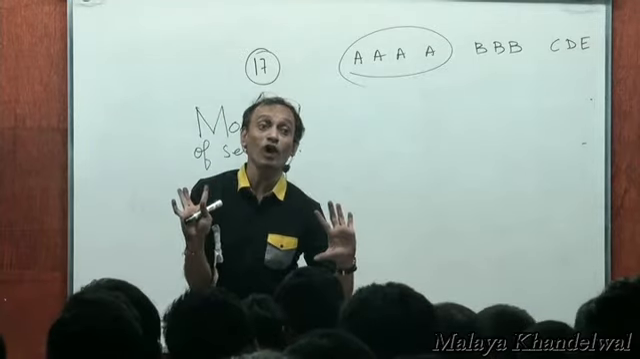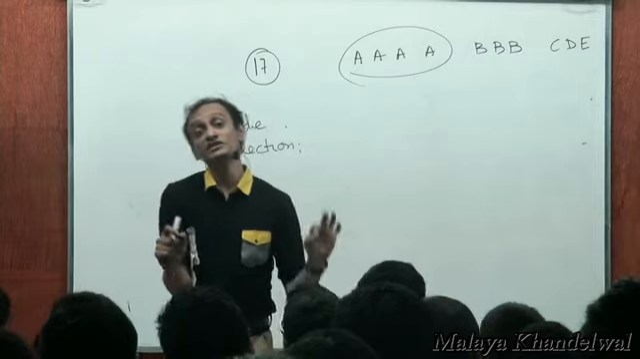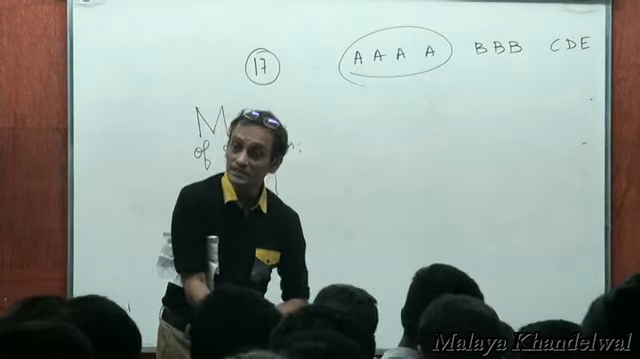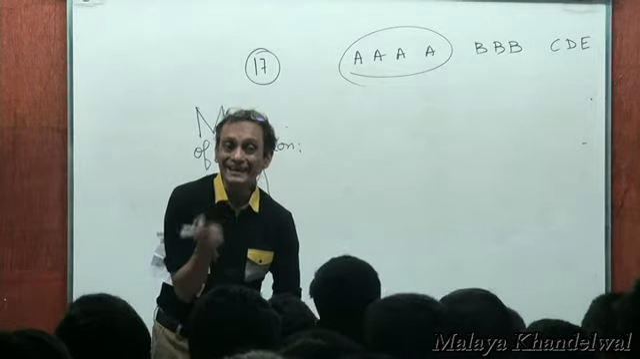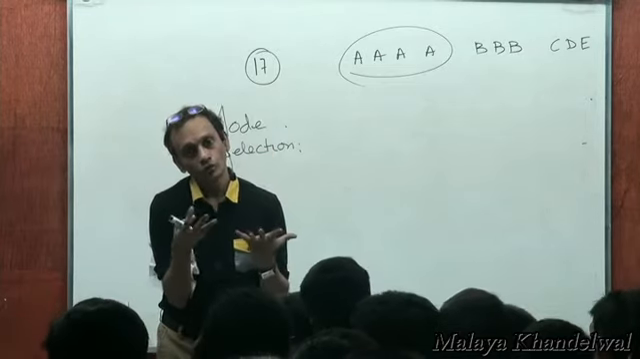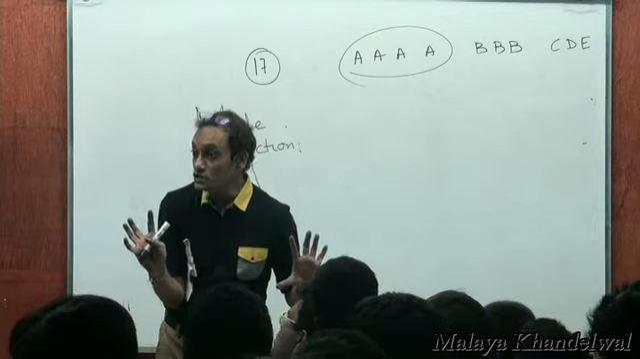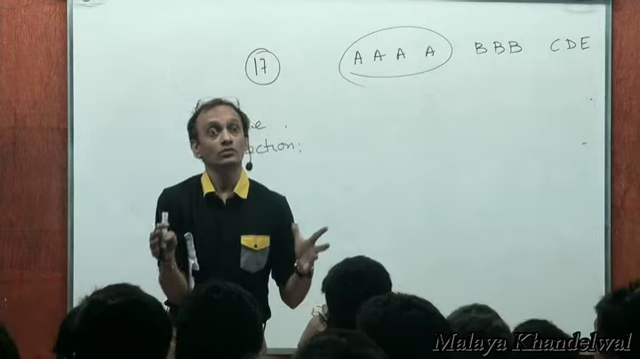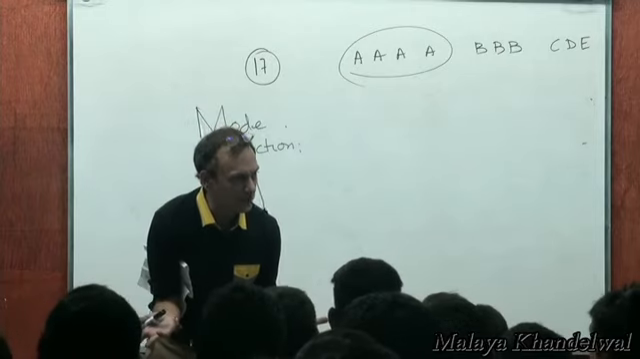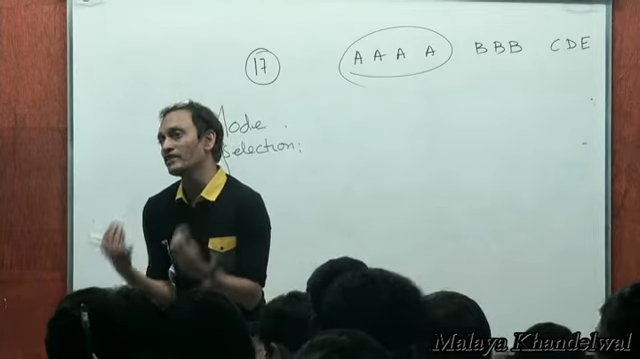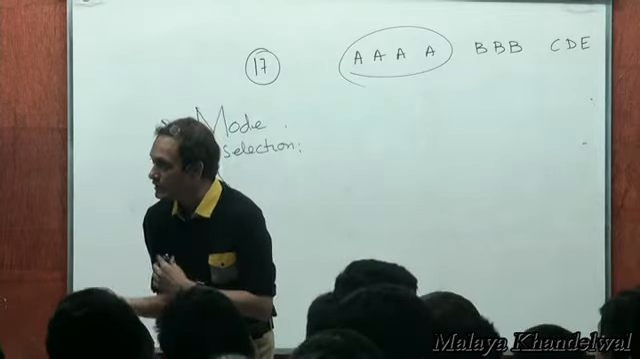The total count would be the number of ways in which I would deal with A's, the number of ways in which I would deal with B's, and C, and then D, and then E. The total number of ways in which I can deal with them together, compounded, will give me the required count in which one or more letters could be selected.